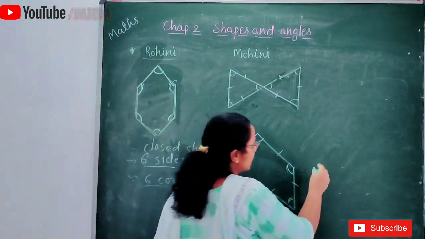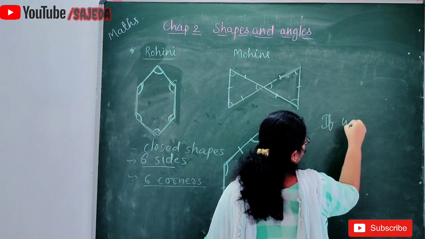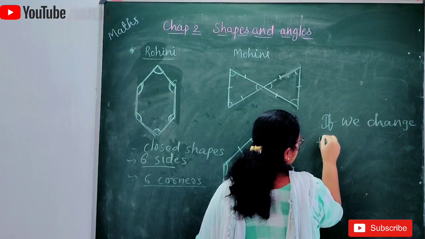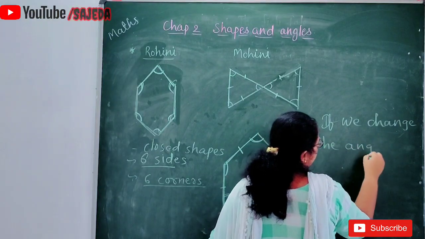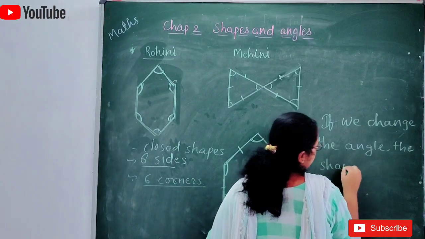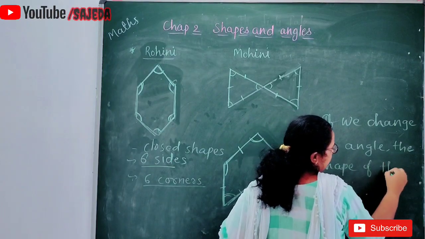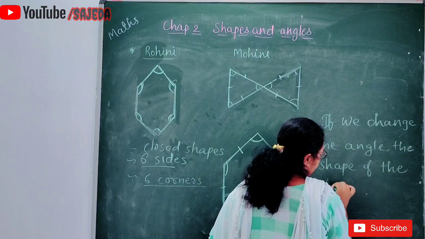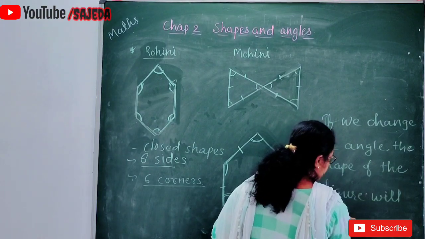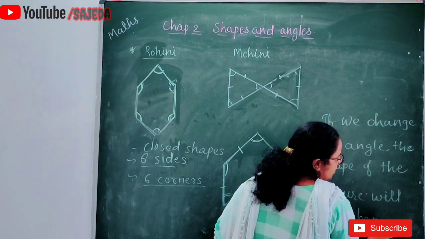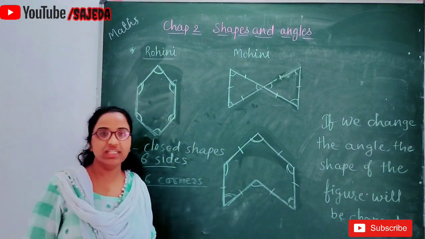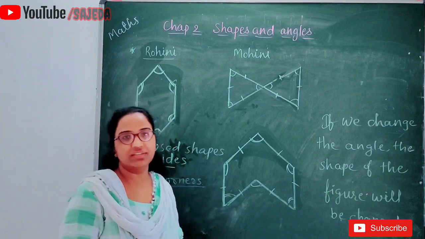So the conclusion is, if we change the angle, the shape of the figure will be changed. That means the shape of the figure depends upon the corners inside the figure.